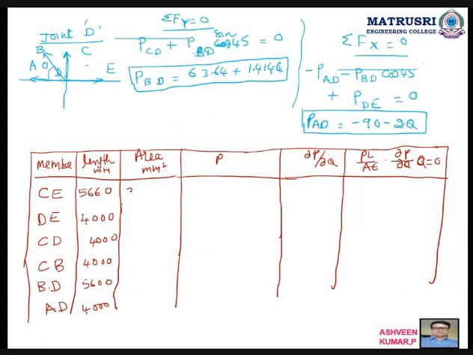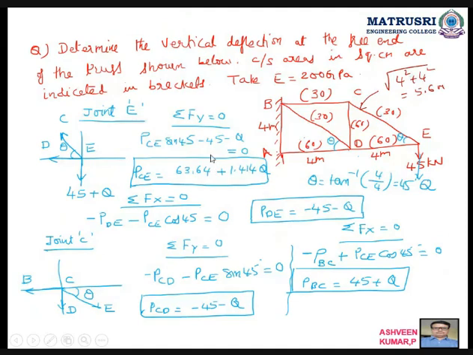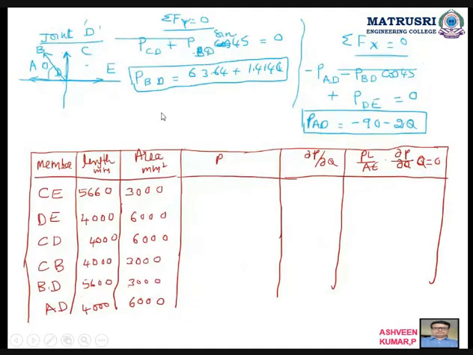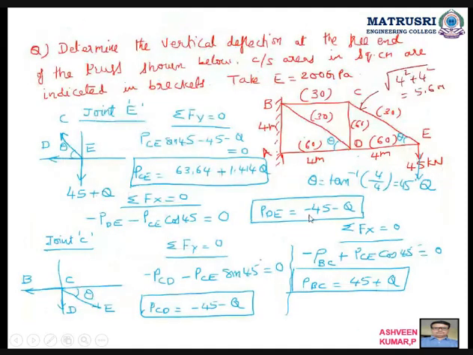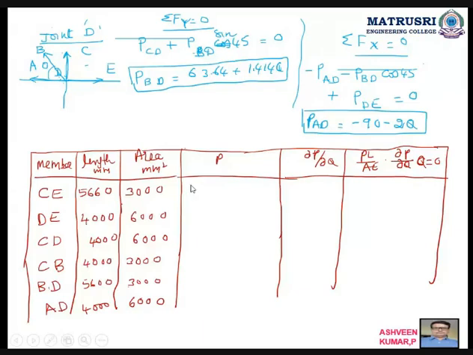3000, then 6000, 3000, then 6000. See, this P is whatever I have taken here. All these values I will take it. This CE for this one, DE for this one, everything like that I will take it.